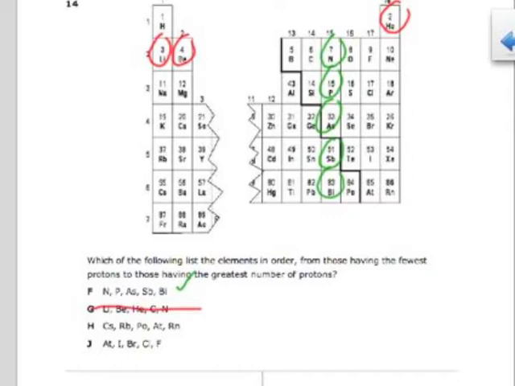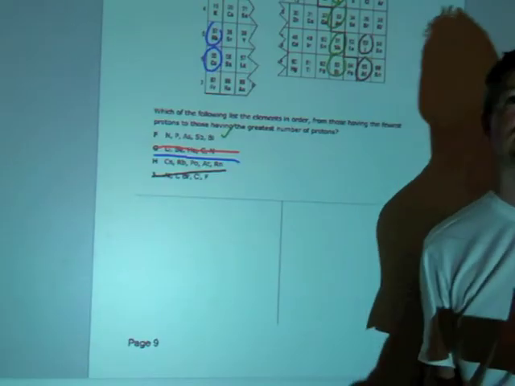Okay, let's go with CS, RB, went from 55 to 37, so that went wrong. Okay, then finally, AT. Kind of hard to see this. Where's AT at? Oh, right over here. AT, 85. Then it went to I, 53. This one's going smaller also. So it's definitely F. Any questions there? Okay.